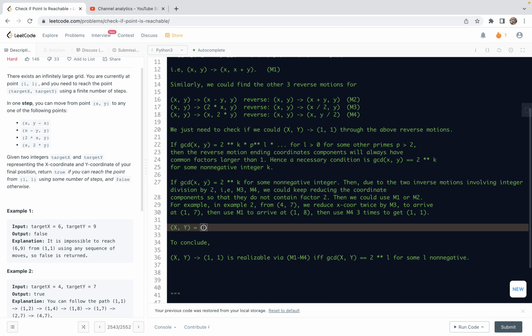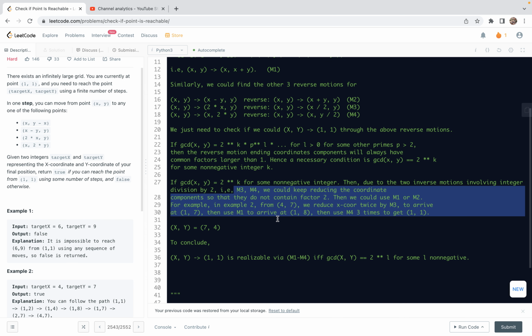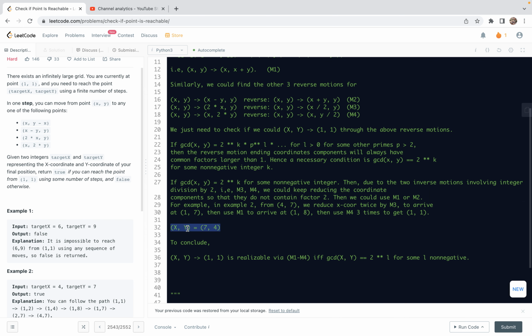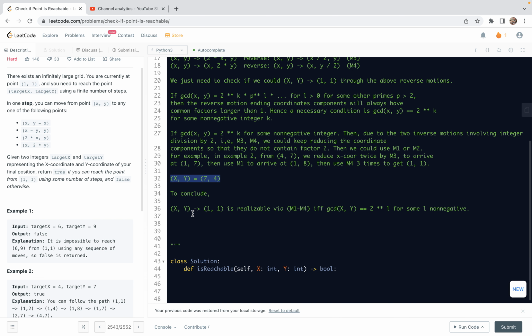You actually can try this example in order to use M2. You can try x y equals 7, 4, right? Then you reduce the y first using M4, right? And then you use M2 to get 8, 1. Then you use M3 3 times. So actually, this is the explanation by symmetry. You can conclude this also works.